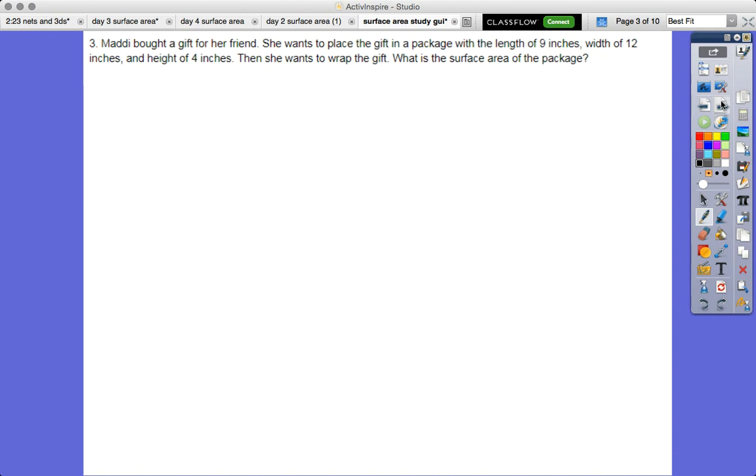Number 3 says Maddie bought a gift for her friend. She wants to place the gift in a package with the length of 9 inches, width of 12 inches, and a height of 4 inches. Then she wants to wrap the gift. What is the surface area of the package?